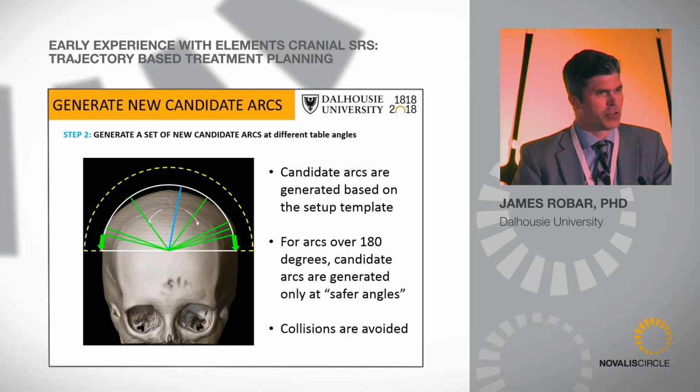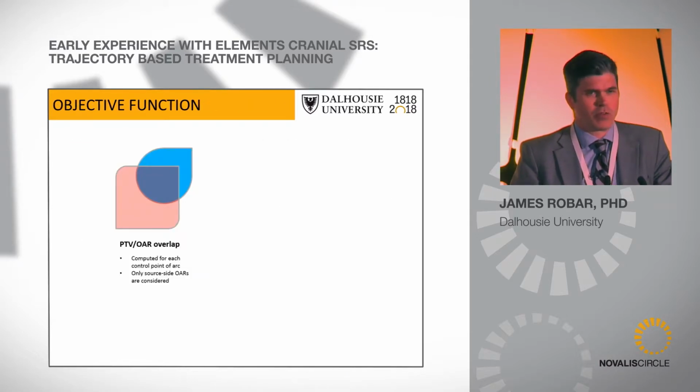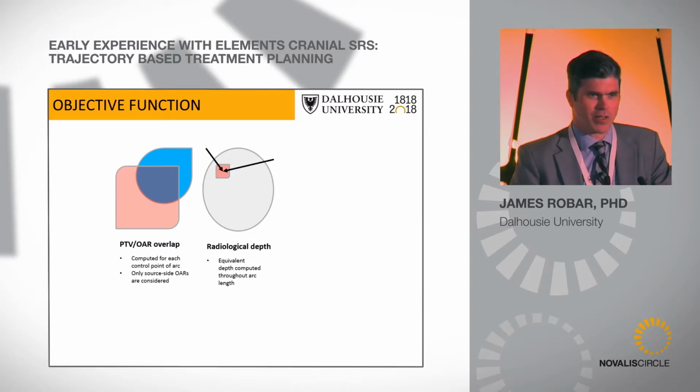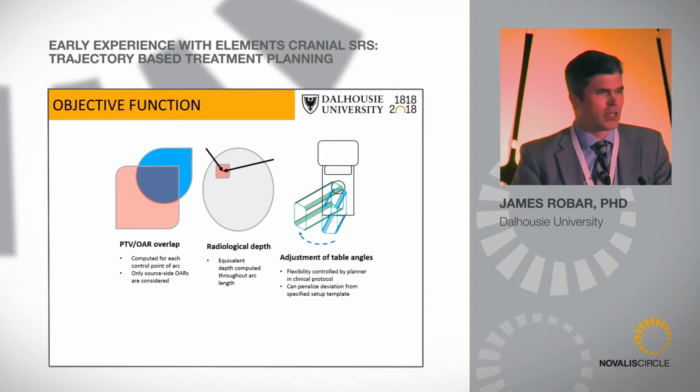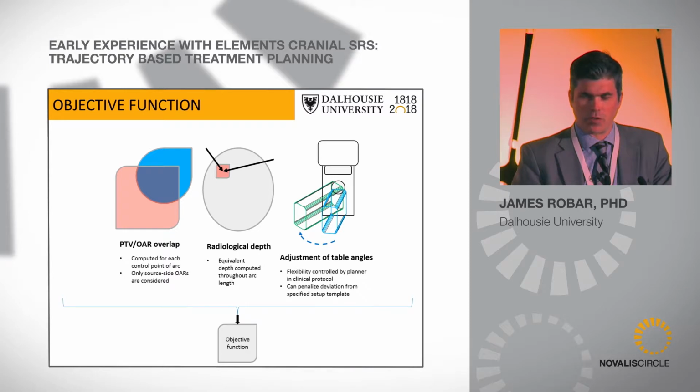We actually have a third term. You might have a planner who says, I really like the templates that I supply, and I trust them and I know them. And I'm going to let the system adjust those couch angles, but only by a little bit. And so here we are introducing a third penalty factor, which penalizes deviation from the template. Or conversely, we could have a treatment planner that says, I trust the system and I want to allow full latitude in selection of couch angles.